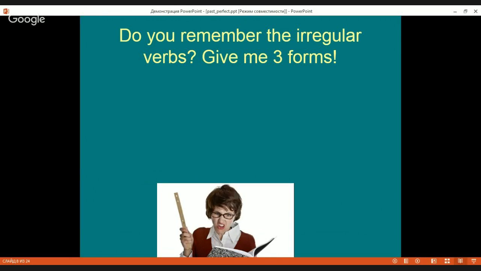Well, guys, of course, because here we deal with the third form of the verbs for irregular verbs. It's very useful to remember the irregular verbs, especially before the test, right? So now you will give me the three forms. And look at me, I'm very angry and will punish you if you don't know your verbs.